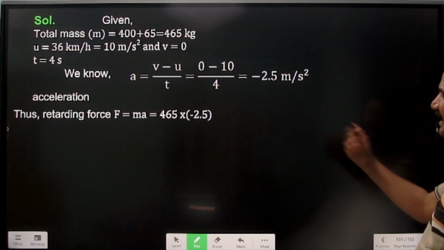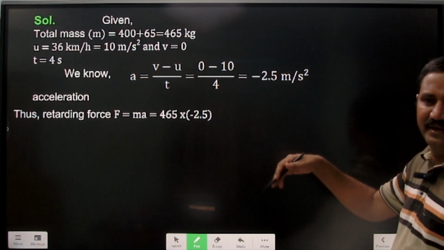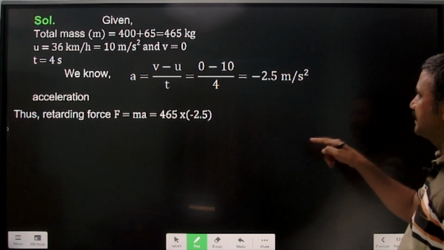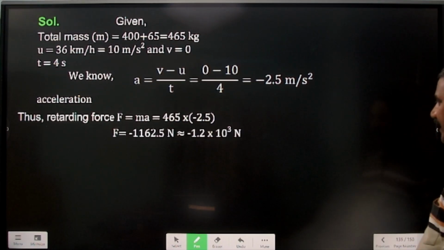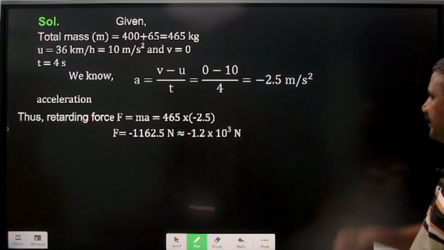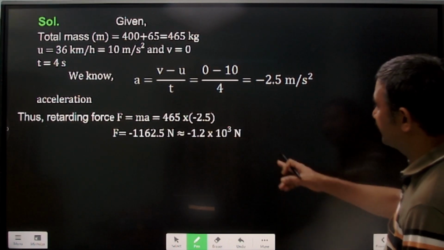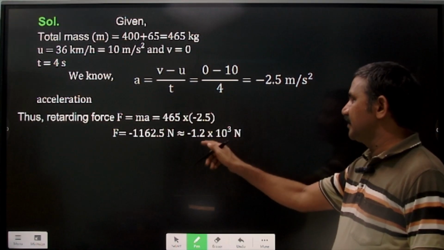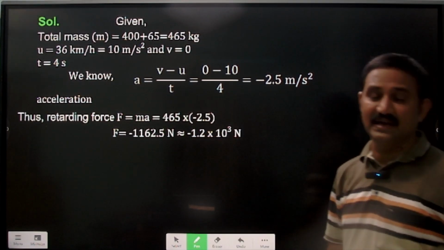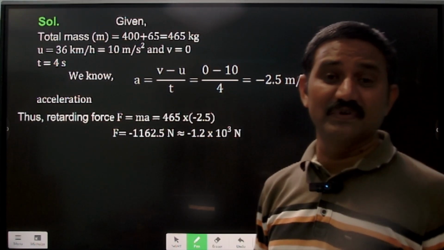Now what is the retarding force? Retarding force F is equal to m into A. That is mass is 465 into minus 2.5. That is equal to 1.2 into 10 to the power of 3 Newton. This is the magnitude of the force, and you will get a negative sign, because that negative sign indicates that the force is a retarding force.